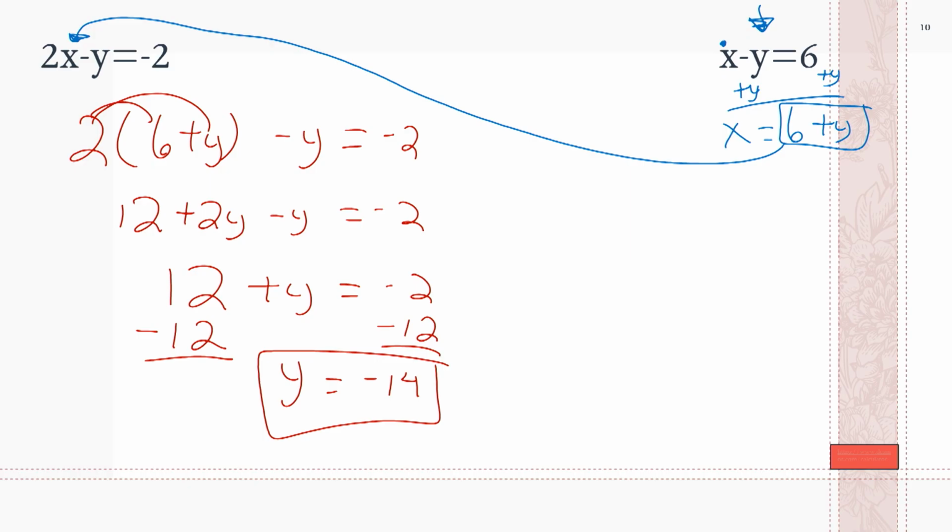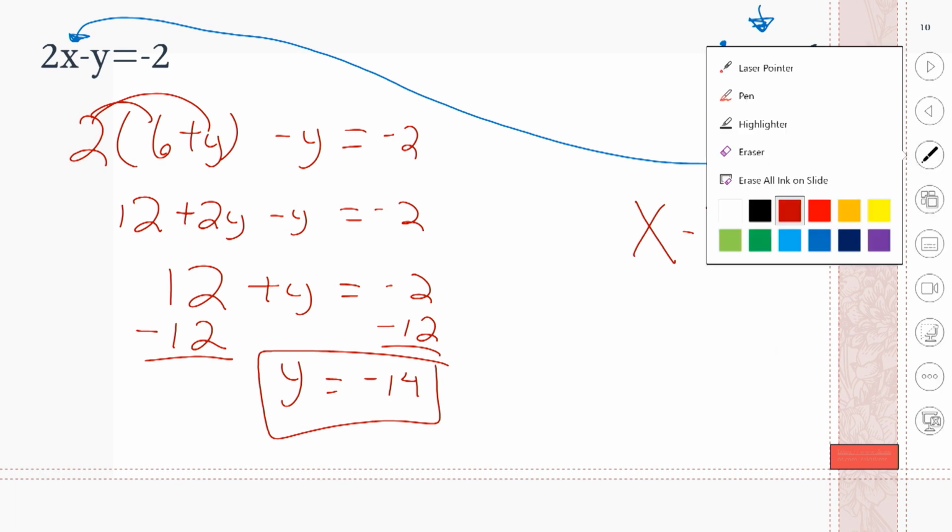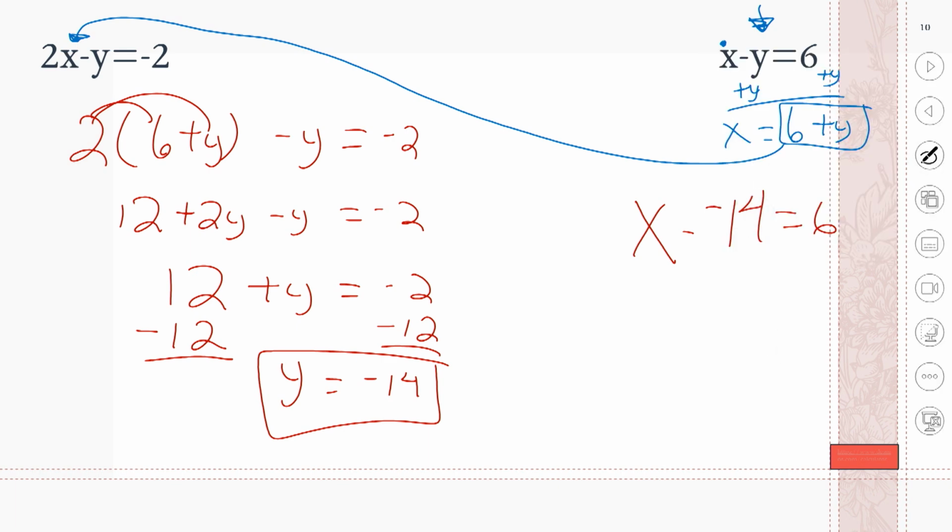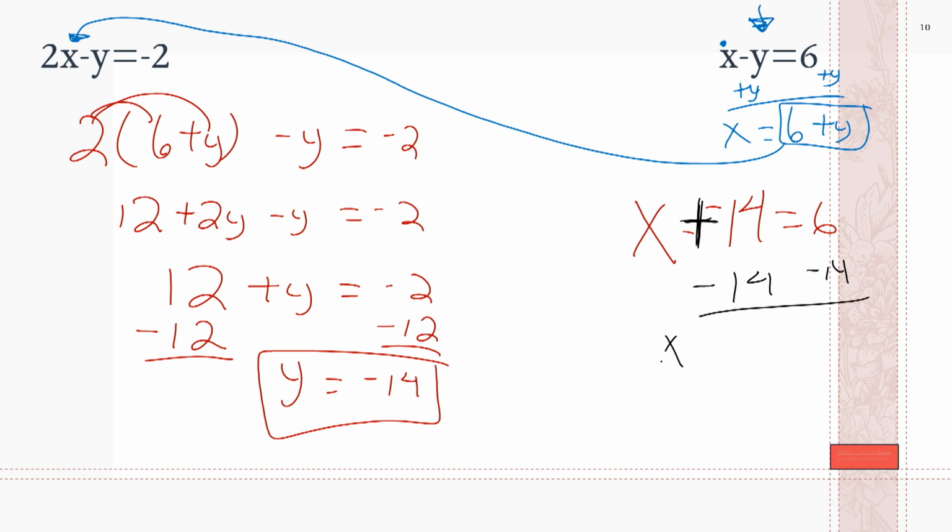So let's do that. x minus a negative 14 equals 6. We have learned that when I subtract a negative, it's just like adding. So then I'm going to subtract 14 on both sides, and x equals negative 8. So my ordered pair would be negative 8, comma, negative 14, my solution set for this system of equations.